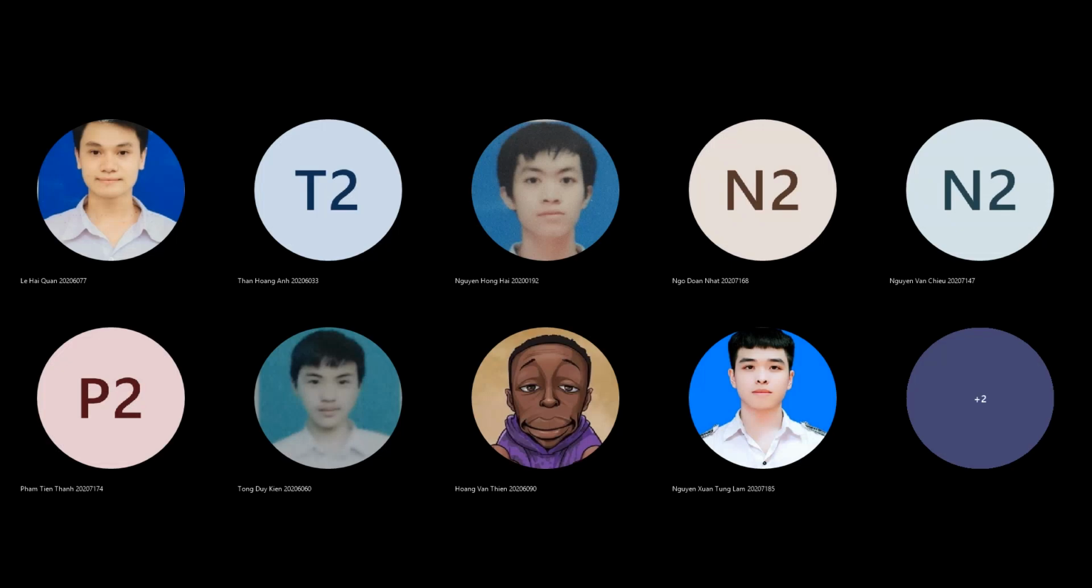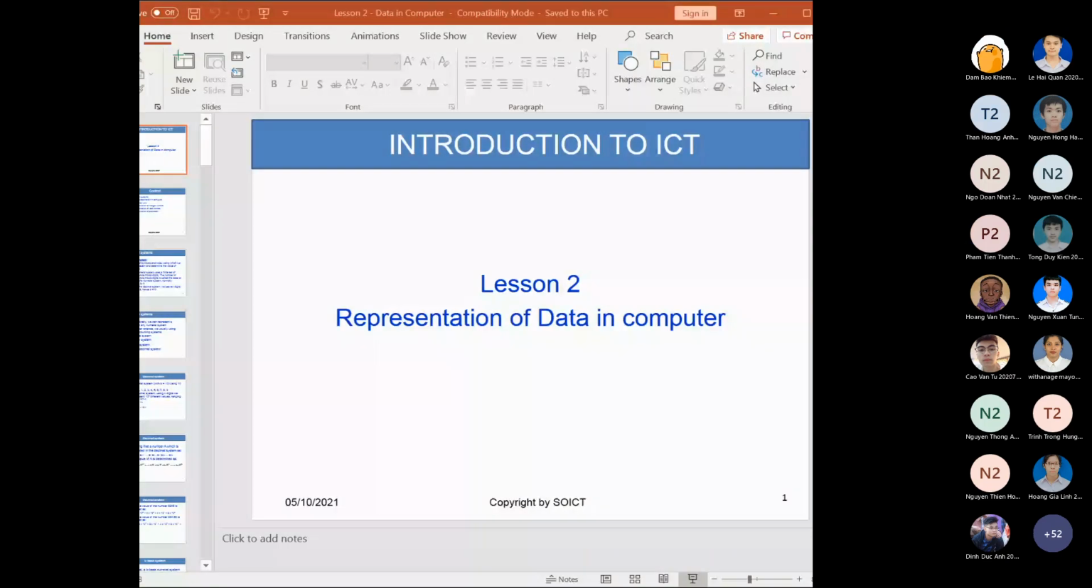So we study some operations in the binary system, how to add, how to minus, right?